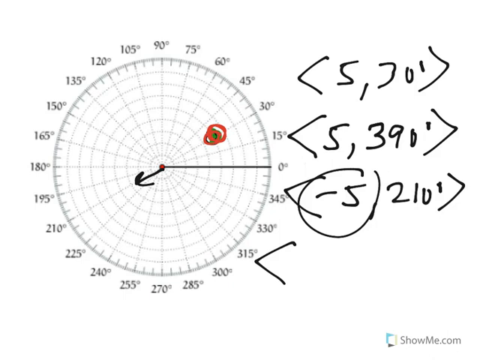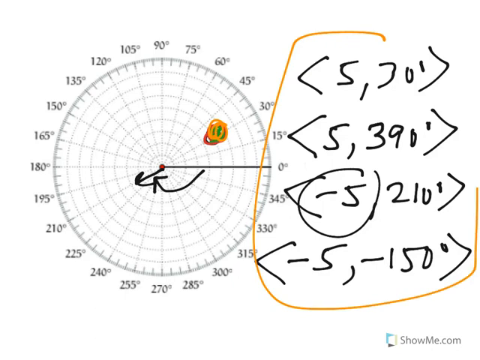This is something that didn't happen with trigonometric form of complex numbers, where we had negatives. I could also say negative 5, negative 150. Because negative 150 is actually in the same place as 210 degrees. So they add up to 360. So this also gets me to the same location. So these are four ways of describing the same location. So that's one of the things that makes polar a little bit confusing.